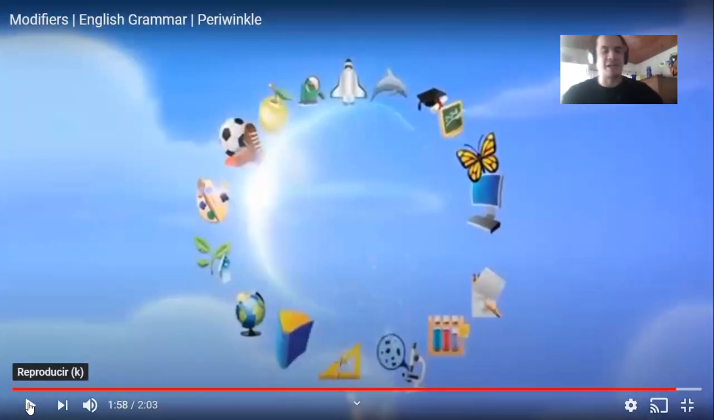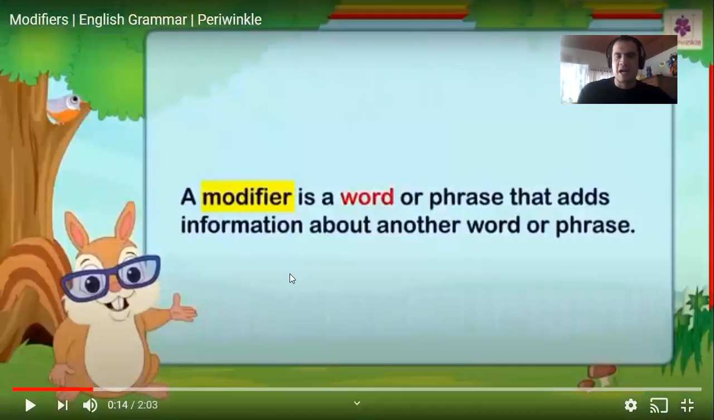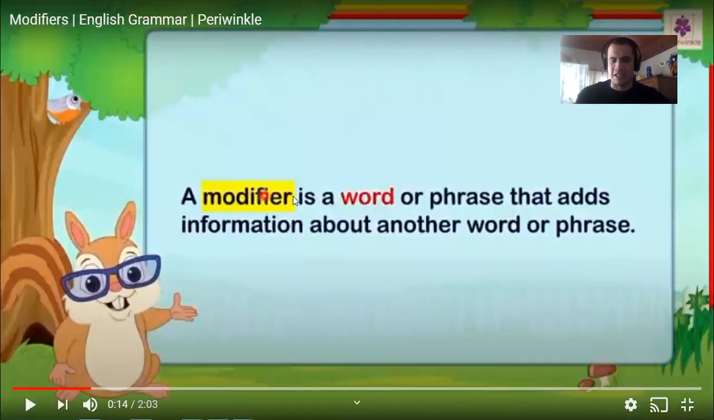Okay, this is an explanation, and pay attention to the first part. A modifier is a word or phrase that adds information about another word or phrase. This is the meaning of the topic for today. Un modifier o un modificador es una palabra o una frase que se le agrega información sobre alguna cosa o alguna frase o palabra, right?